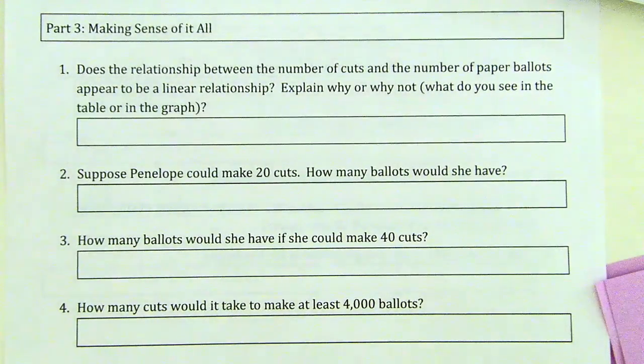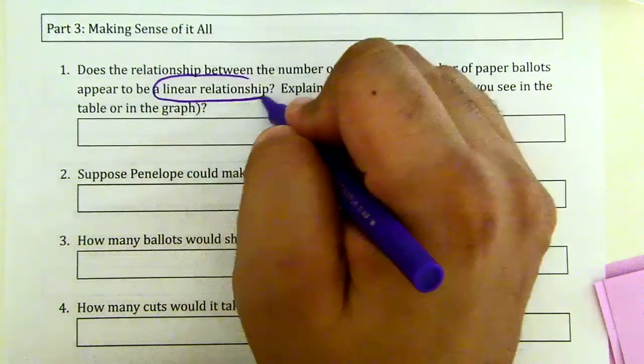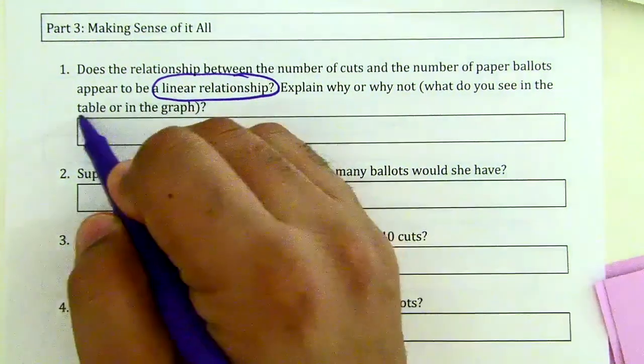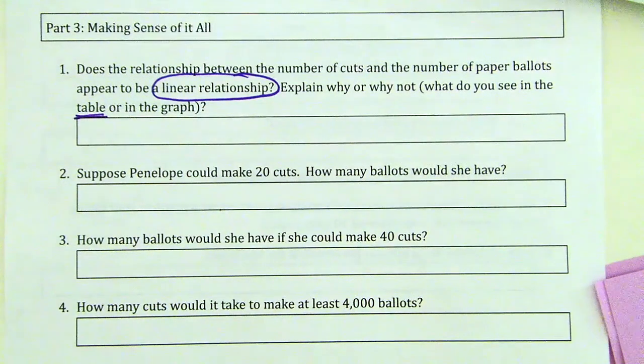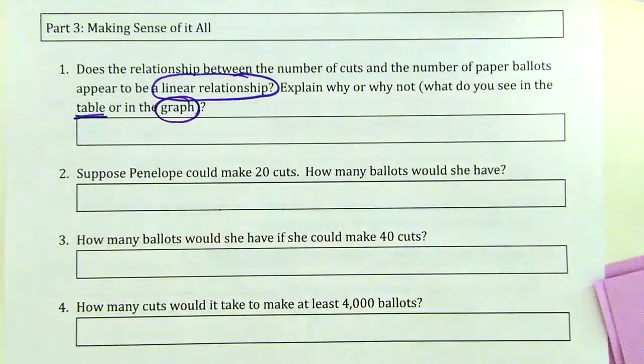So the first question that you're going to see is, does the relationship between the number of cuts and the number of paper ballots appear to be a linear relationship? So remember, we spent a unit talking about linear relationships. We talked about what patterns you see when you're looking at a graph if something is linear, and also if you're looking at a table, what makes something linear, okay? If you don't remember what's going on with the table, the graph part that you just made with that online tool should be very easy to decide if it is linear or not, okay?